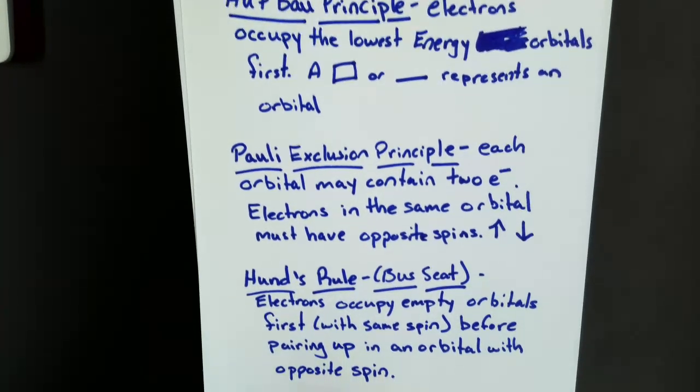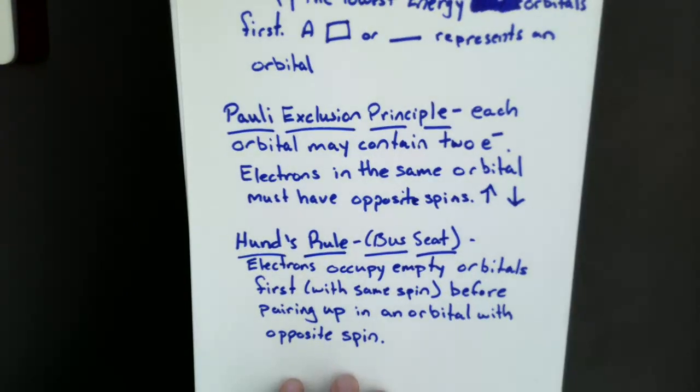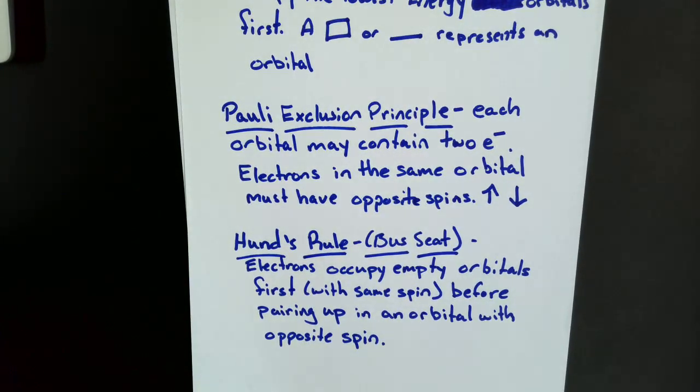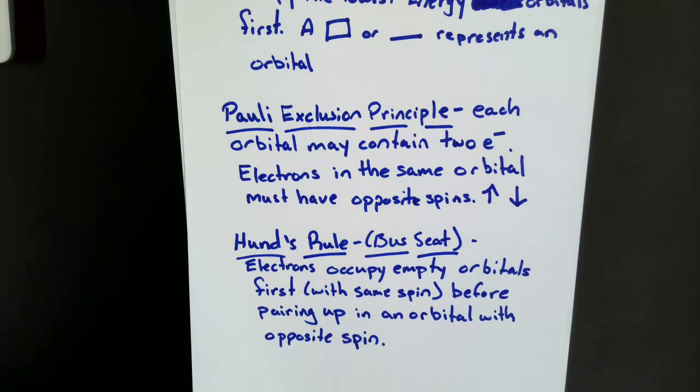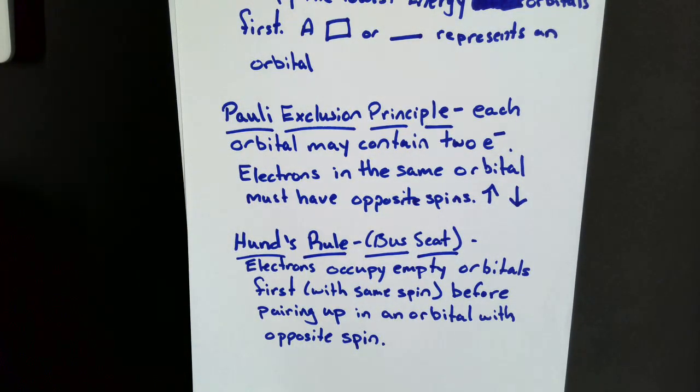We have Pauli's exclusion principle, which simply says that an orbital may contain up to 2 electrons, and if there are 2 electrons in an orbital, they must have opposite spins, either up or down. And then finally we have Hund's rule, the bus seat rule, which says electrons are going to occupy empty orbitals first with the same spin before pairing up with an opposite spin direction. So this is the one where we have up, up, up, and then we can come back and fill in down, down, down as we're making the orbital diagram.